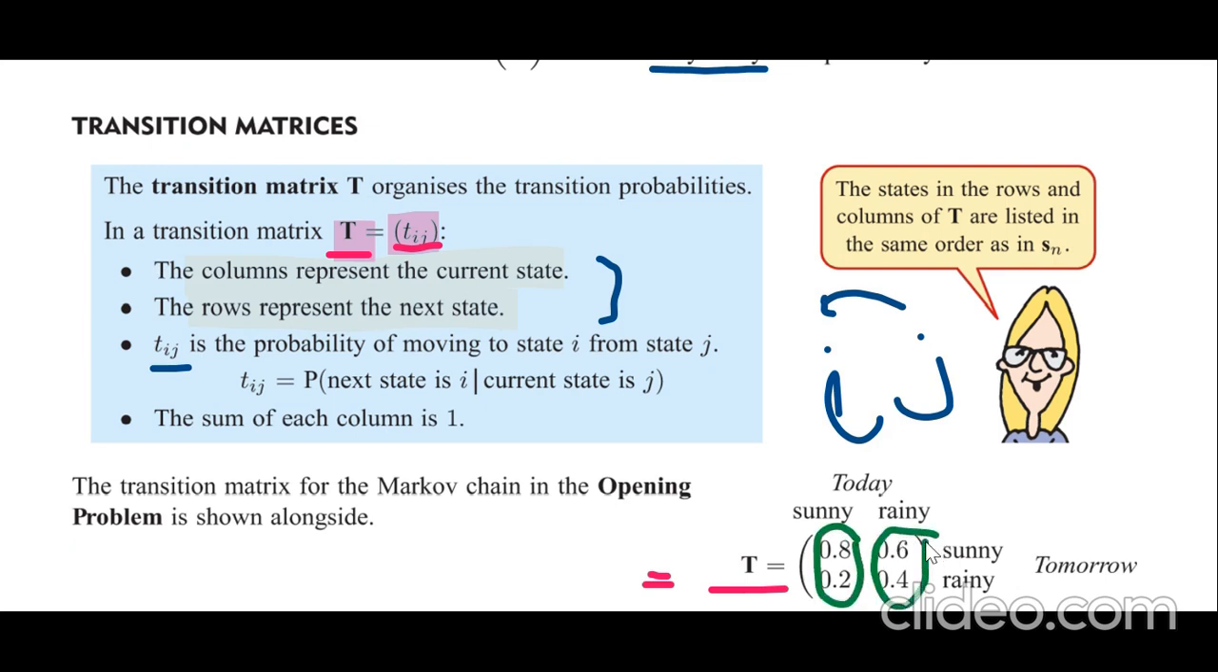So we can say that each column equals 1. The transition matrix for the Markov chain for the opening problem that we were looking at is something like this. Now I'll look at this in a little depth so that you understand exactly how this represents the transition matrix for the Markov chain.